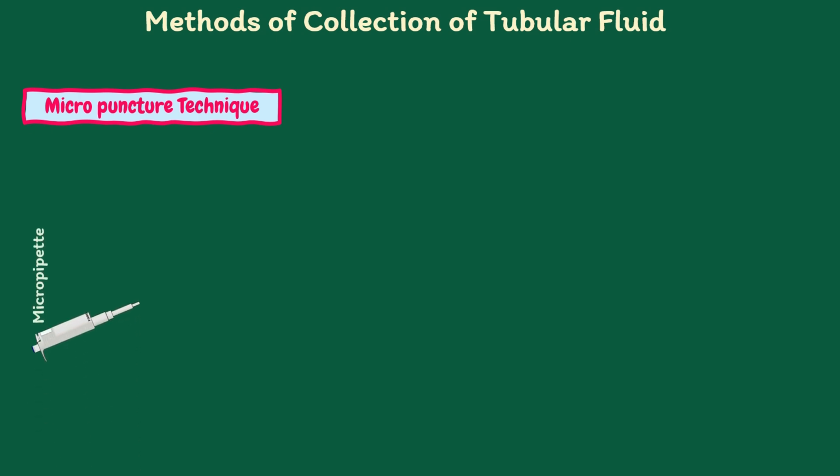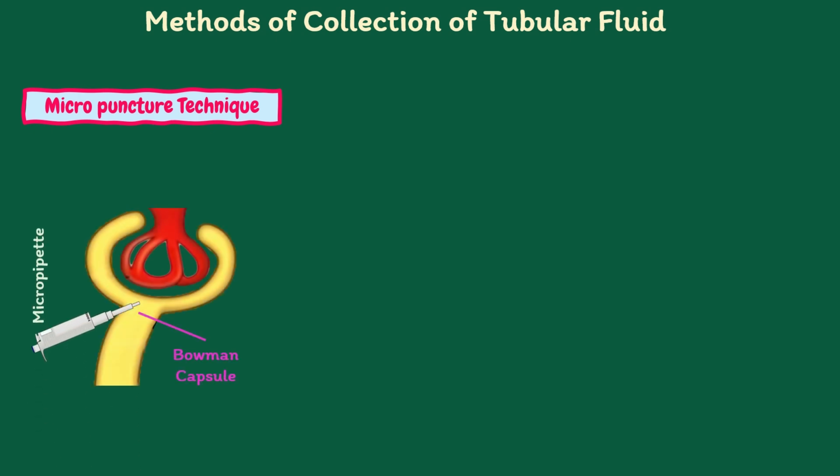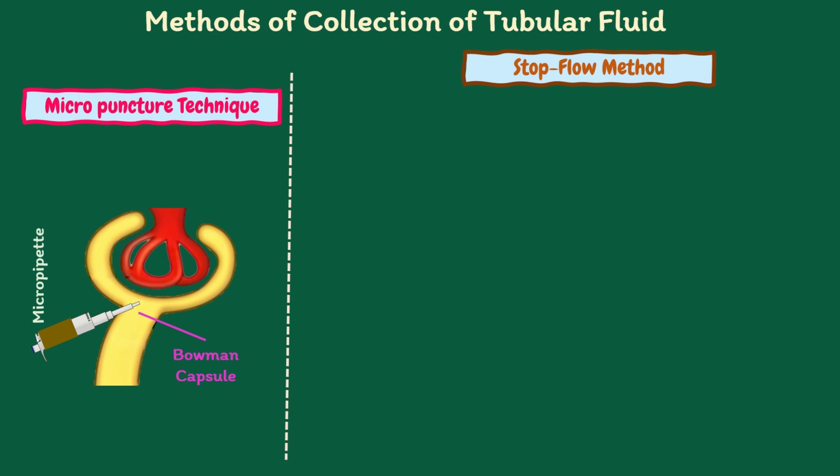There are two methods to collect the tubular fluid for analysis. First is the micropuncture technique. A micropipette is inserted into the Bowman capsule, and different parts of tubular portion in the nephrons of experimental animals, to collect the fluid. Samples are analyzed and compared with each other to assess the changes in different parts of nephron. Second method is the stop flow method.